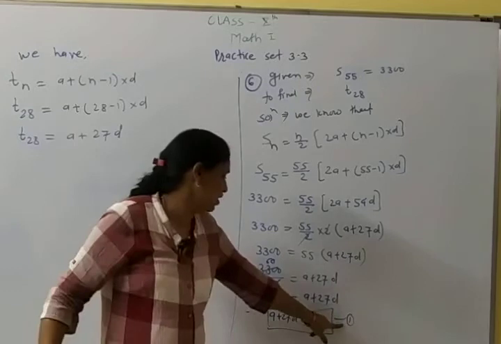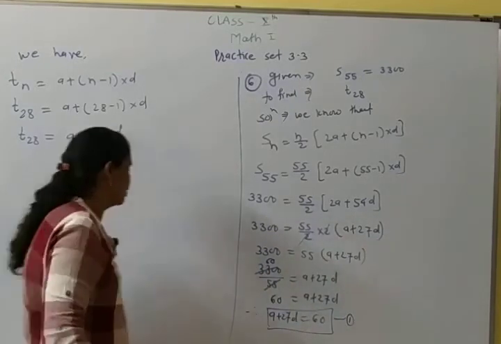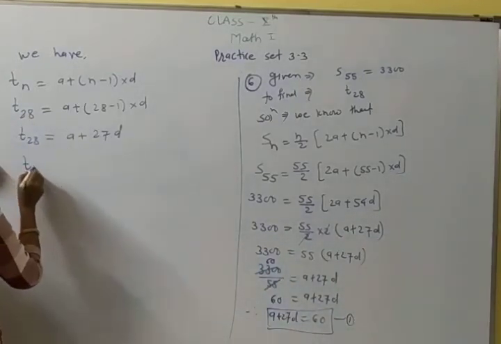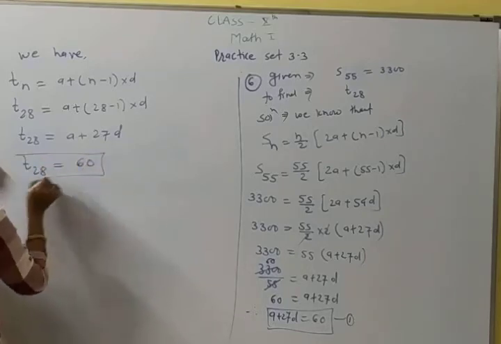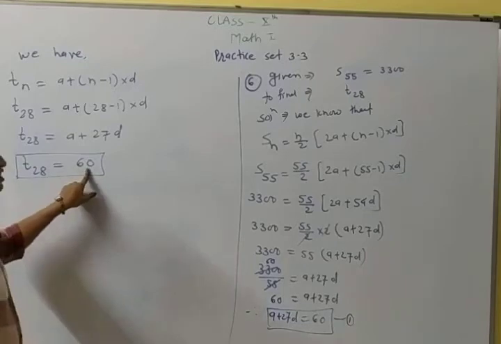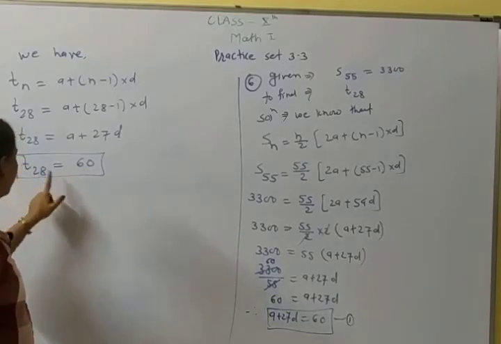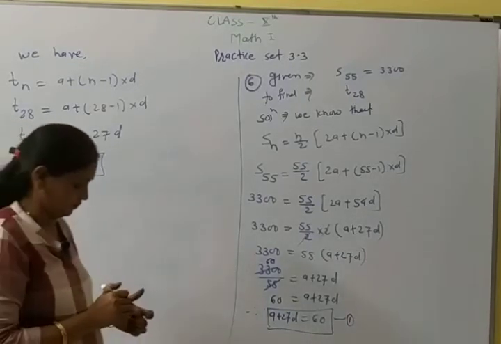From equation 1, a plus 27d equals 60. So putting a plus 27d equal to 60, the 28th term is 60. This is our final answer: T28 equals 60.